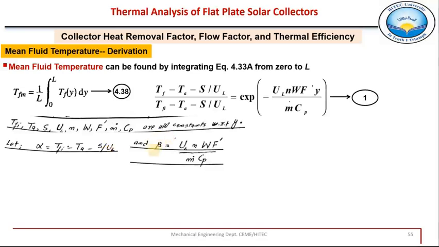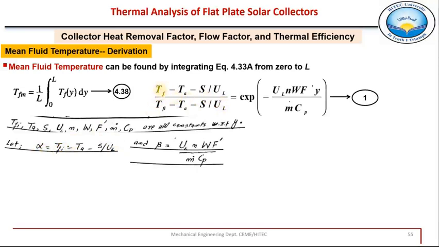Similarly, we define another term beta or B as this one: UL into N into W into F dash divided by M dot Cp, except y. These are the terms which are constant. So this is defined as another constant B or beta, and this is defined as constant alpha.